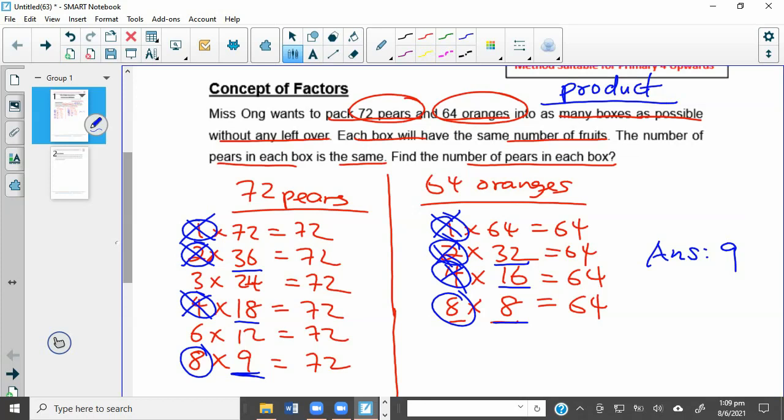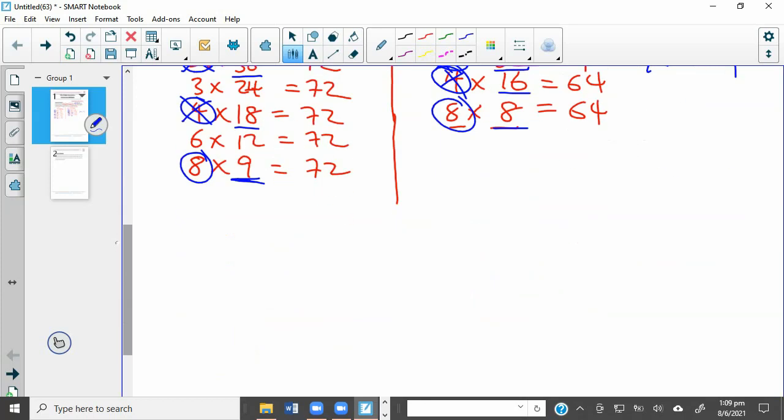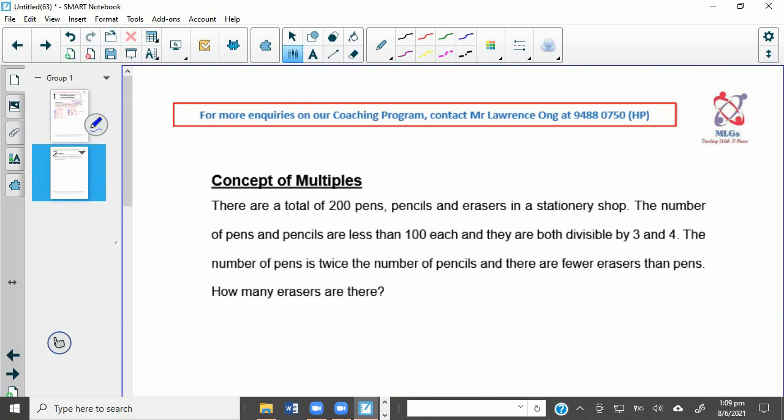So these are clues to look out for, to know what heuristics you can use to solve the problem. Okay, so let's go to the next one, and now we look at multiples. Multiples is also another heuristic, alright, multiples. So when do you use multiples?